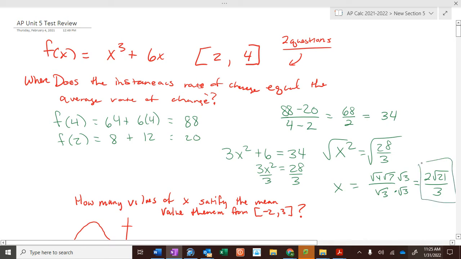So this would work. Now, is your test going to have ugly numbers like this? No. It'll have cuter numbers than 2 square root of 21 over 3. Well, if you would have negative, does that go into this closed interval? The negative wouldn't be in that closed interval, so just the positive one would be. Okay?